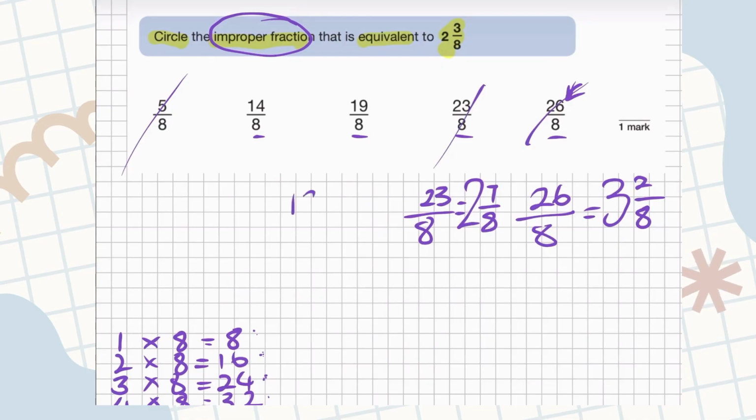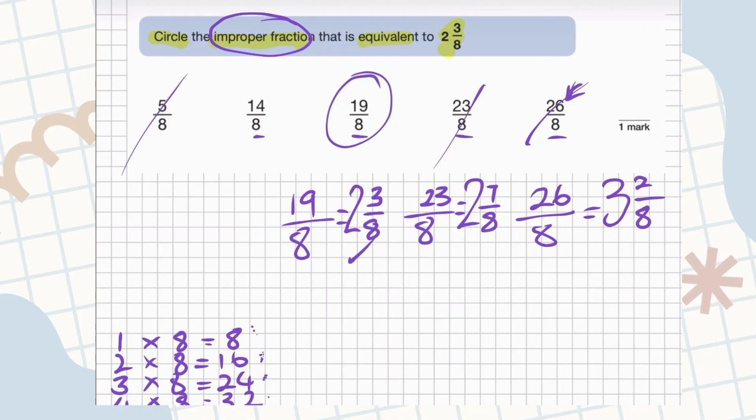The next fraction I'm going to look at is 19 over 8. Again, I'm going to look at my 8 times tables. I can go up to 2 times 8, which is 16. So there are 2 wholes with a remainder of 3. So this will be my numerator and denominator stays the same. I have found the equivalent fraction that the question is asking for.